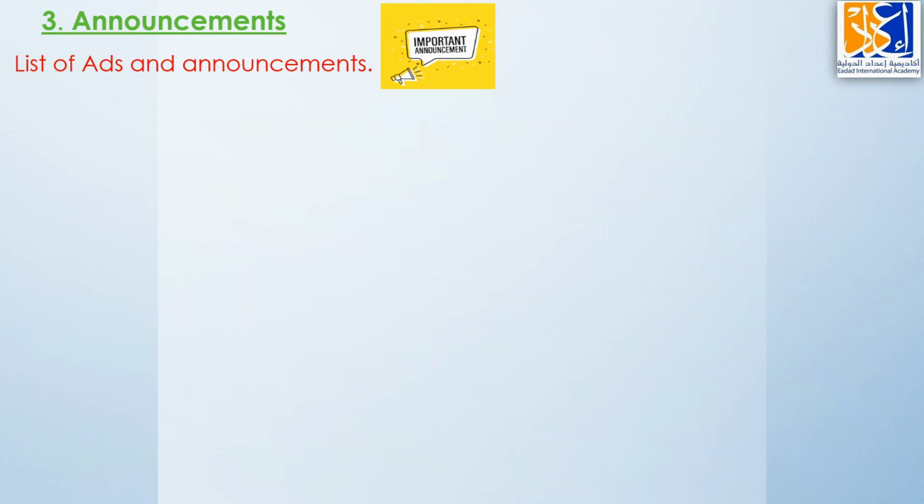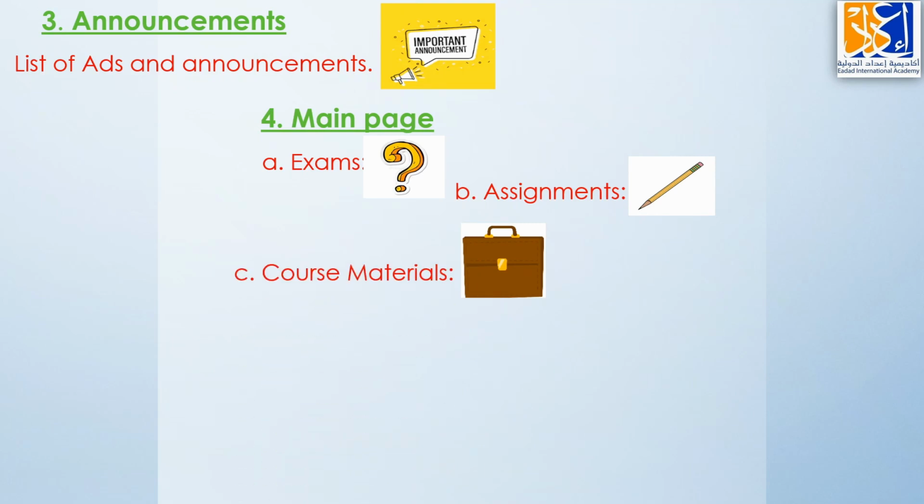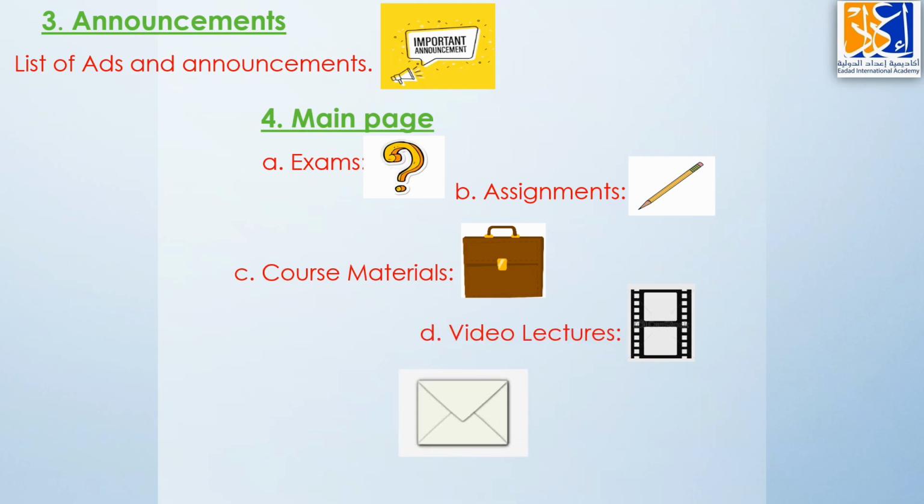Next, after announcements, what we have? Main page. We can see, what is this? Is it exams? Yes, it's exams. What is this? Assignments. Yes. Course materials. Yes. Video lectures. Mailbox. There are again many things you can see on main page, but I have just briefed out the main things that we can see on main page. Clear? Okay.